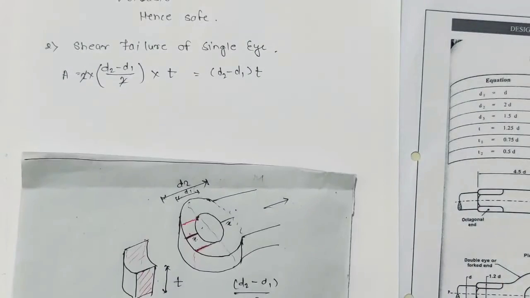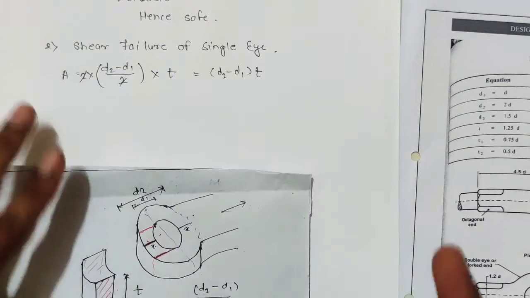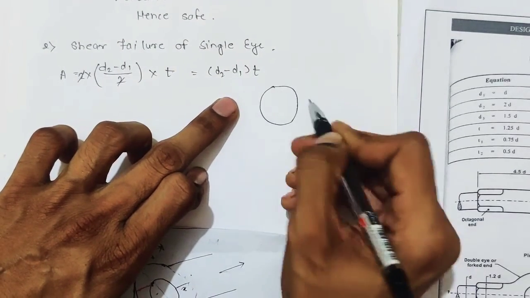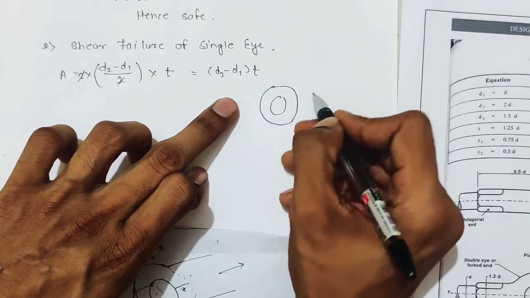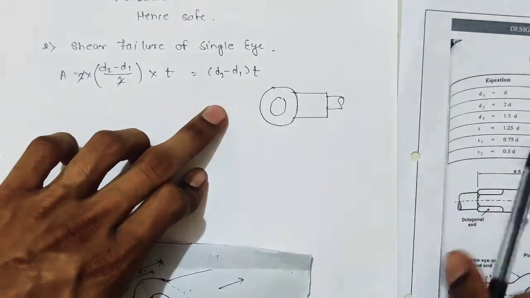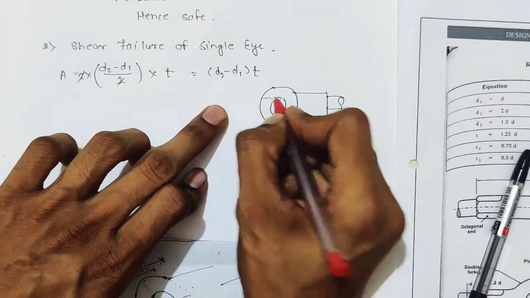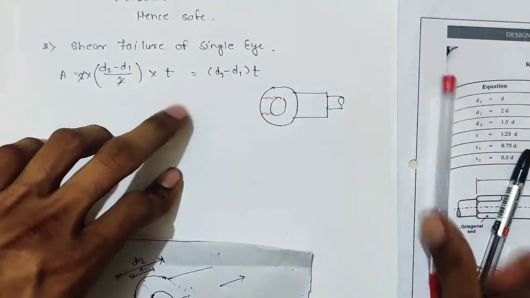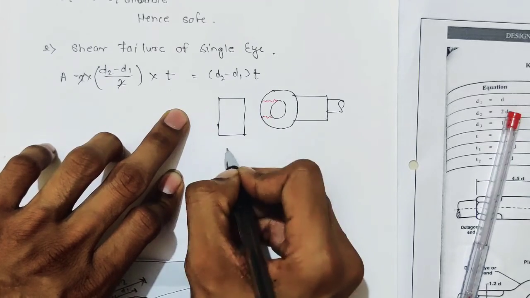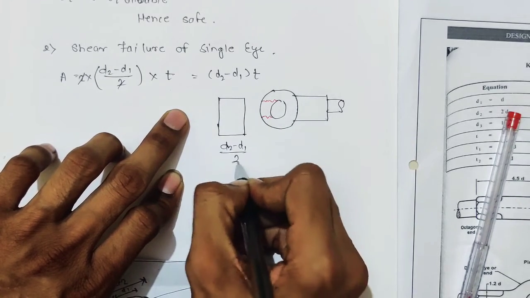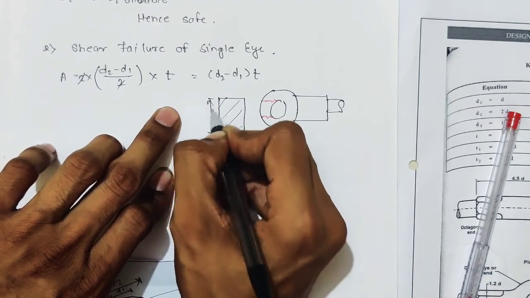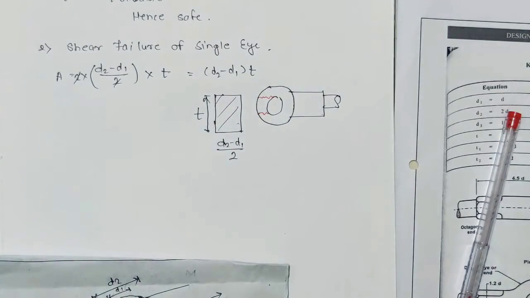Now, which diagram are you going to draw in the exam? You just draw this 2D diagram. Okay, and the failure is like this. So it is D2 minus D1 by 2, and this is T. You just draw this diagram in the exam.